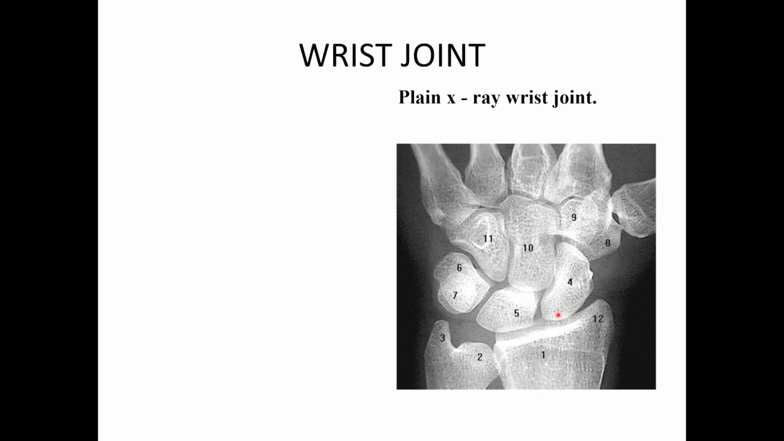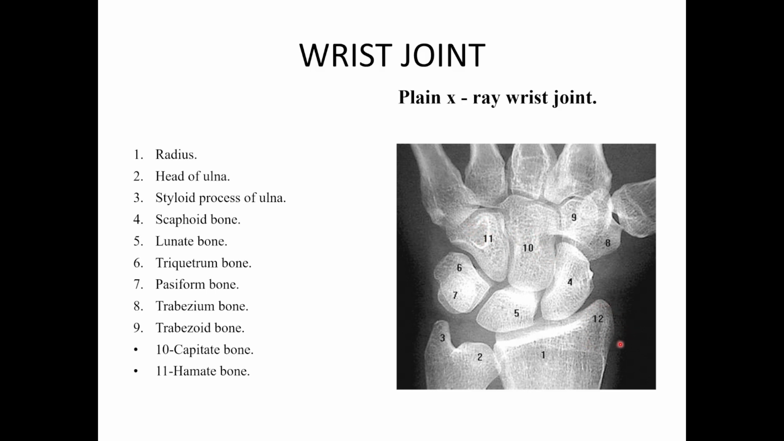4 we have the scaphoid. 5 we have the lunate. 6 we have the triquetrum. 7 we have the pisiform. 8 we have the trapezium. 9 we have the trapezoid. 10 we have the capitate. 11 we have the hamate, and 12 we have the styloid process of the radius.